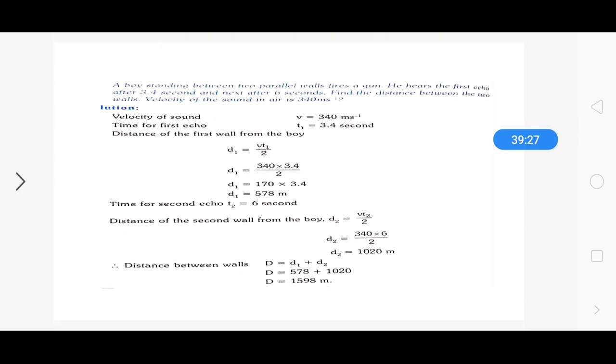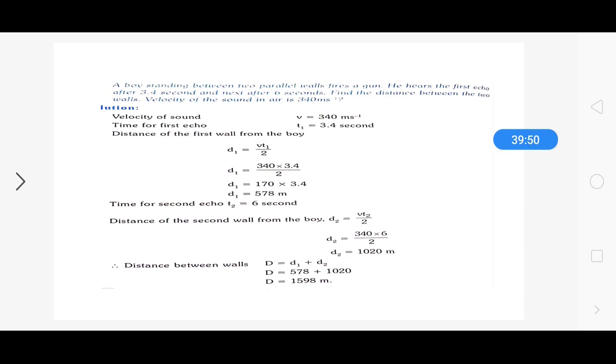And here a boy is standing between the two parallel walls, fires a gun. He hears the first echo after 3 seconds, after 3.4 seconds and the next after 6 seconds. Find the distance between the two walls and the velocity of sound is 340 meter per second.